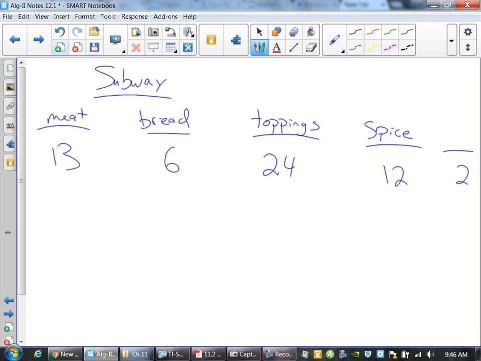When you start to think about it, you have so many different ways of going about making a sandwich. No one gets just a bread sandwich, true, but I'm just counting the possibilities of picking one of each style. You have 13 meats, 6 breads, 24 toppings, 12 and 2. As you multiply this out, that's why the possibilities get so grand.